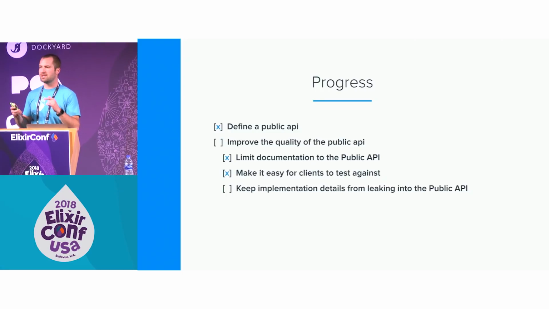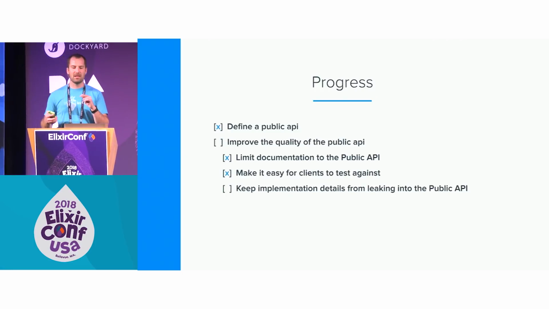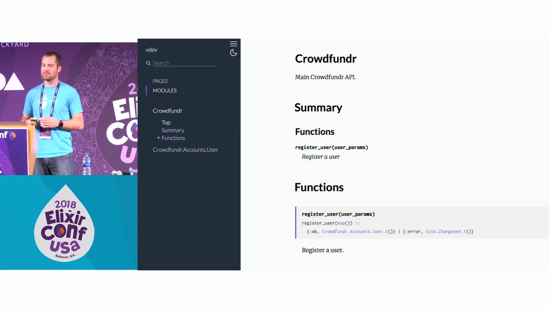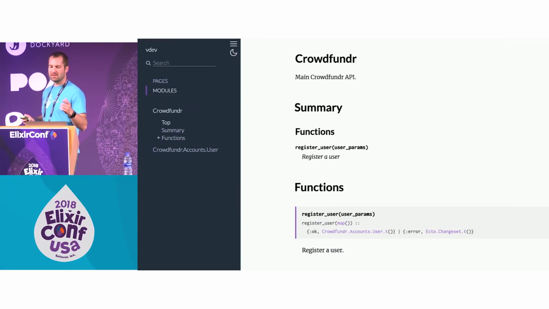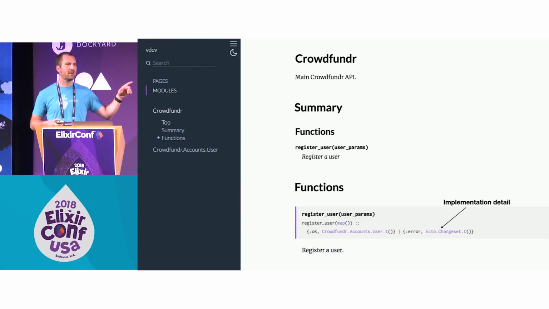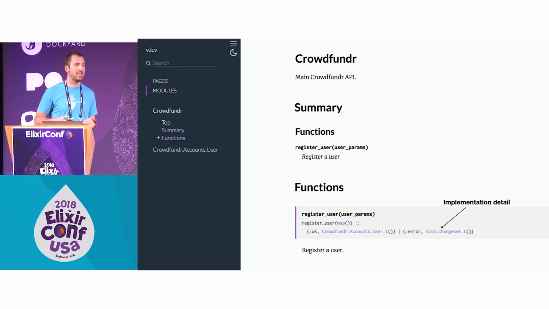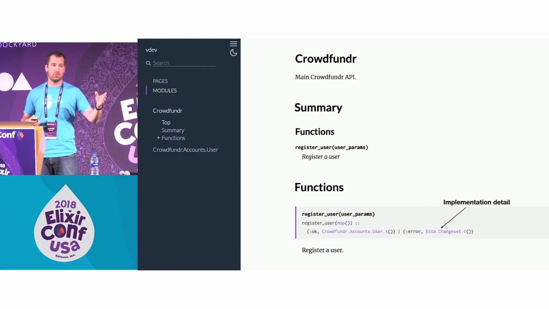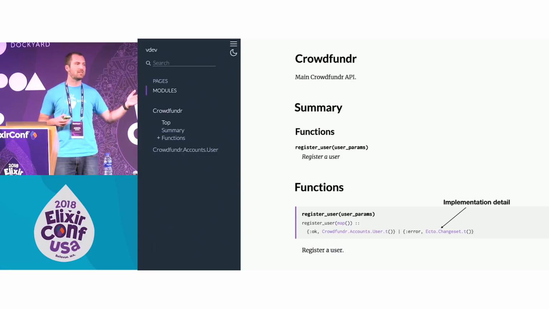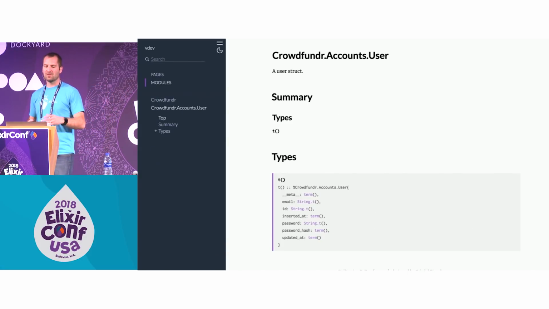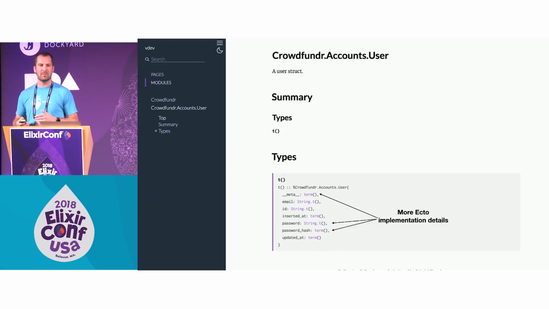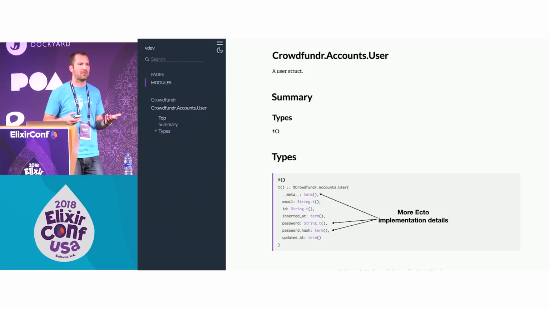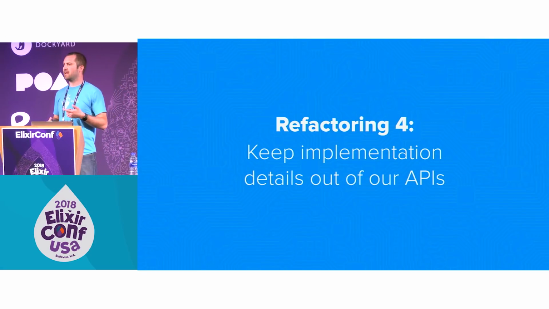Now the next thing we need to do is continue refining this public API to prevent our current implementation from leaking out and making stuff difficult to change. So if we look at our API, here's our register_user function, and over here it says it's returning error changeset, and that's an implementation detail. Especially if we start going to a Riak implementation, we can't use Ecto with it, and this would keep us from making that switch. Also, if we look in our user struct, there's a lot of Ecto implementation details in there, fields that really are only there for Ecto and not needed by the rest of our app. So that's our 4th refactoring.